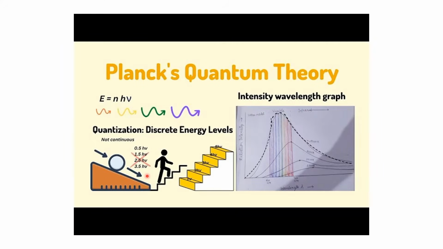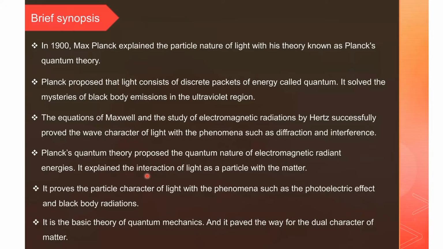So, first we will start with Planck's quantum theory. A brief introduction: in 1900 Max Planck explained the particle nature of light with his theory known as Planck's quantum theory. Planck proposed that light consists of discrete packets of energy called quanta. It solved the mystery of blackbody emission in the ultraviolet region.